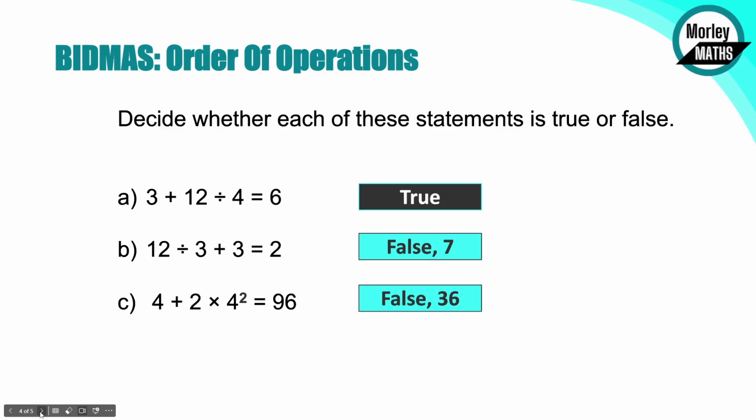So we're looking at the indices first. 4 4s are 16. Then we're going to do multiplication. So 2 times 16 is 32. And then finally the addition at the start of the calculation there, which is 4 plus. So 4 plus 32 is 36.